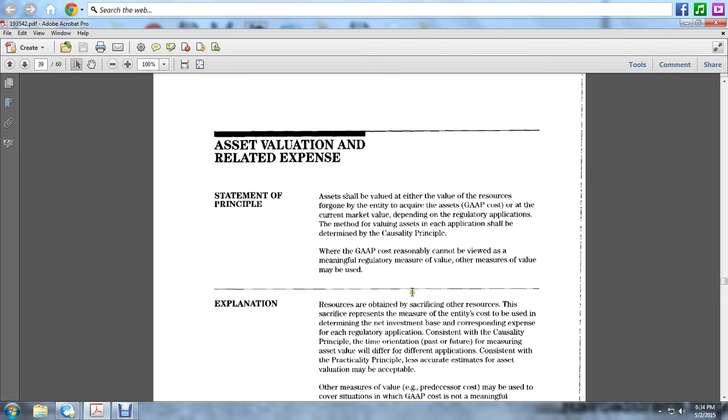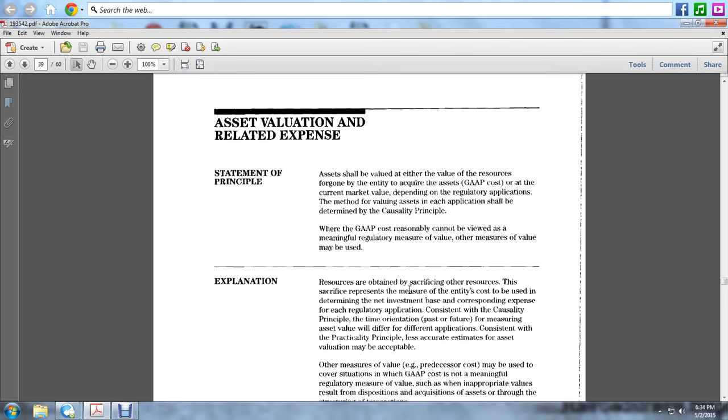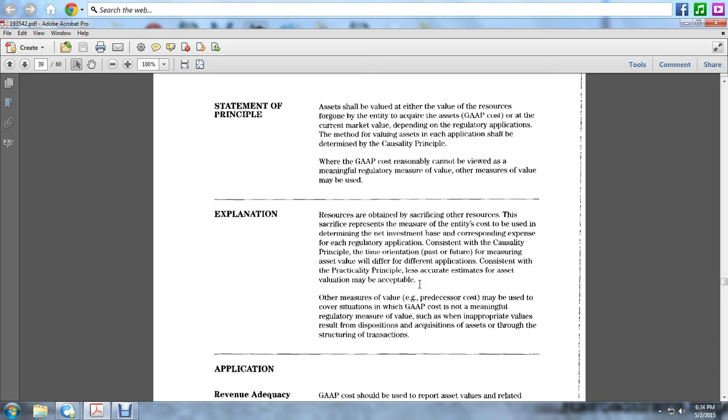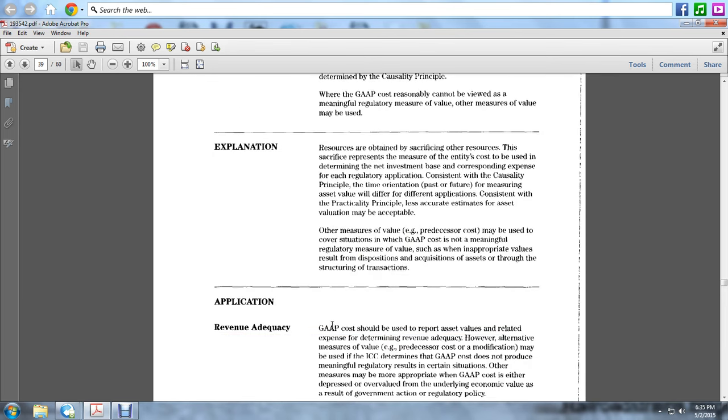The explanation for the assets, valuation, and related expenses: resources obtained by sacrificing other resources. This sacrifice represents a measure of the entity's cost, to be used in determining the net investment base and the corresponding expenses for each regulatory application, consistent with the causality principle. The time orientation, past and future, for measuring the asset will differ for the different applications, consistent with the practicality principle that less accurate estimates to assess the valuation may be acceptable. Other measures of the value may be used in other situations in which the GAAP cost is not a meaningful regulatory measure of the value, such as inappropriate values resulting from disposition or acquisition of the assets through the structuring of the transaction.